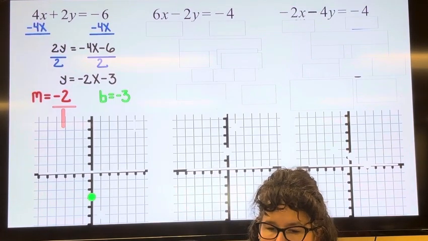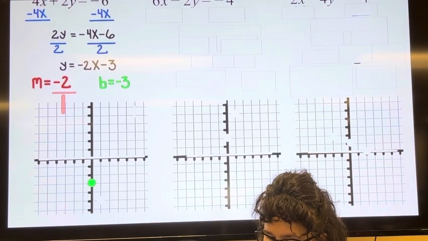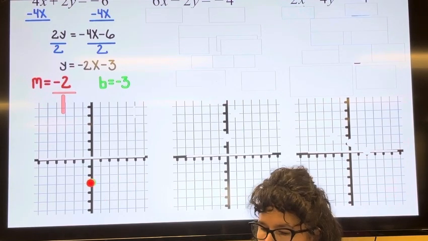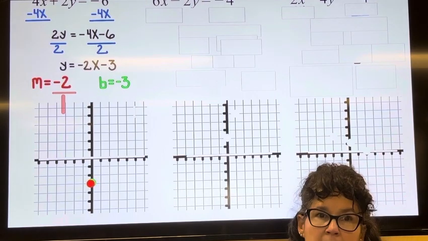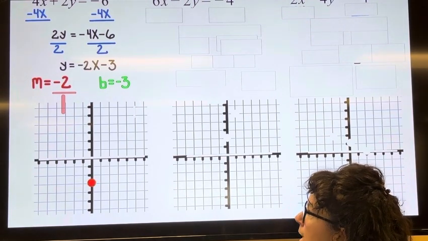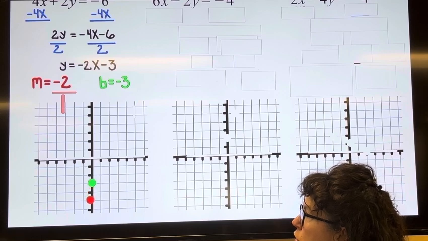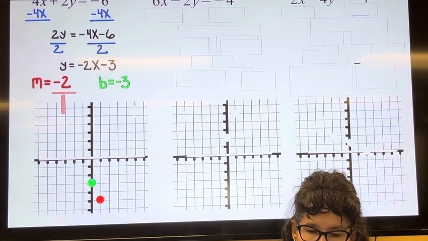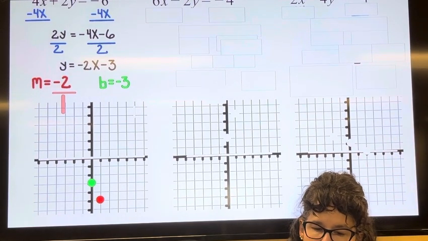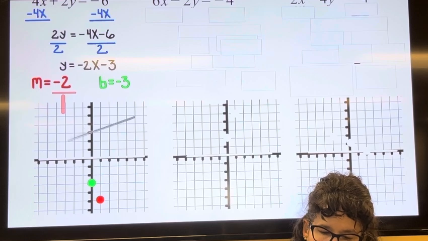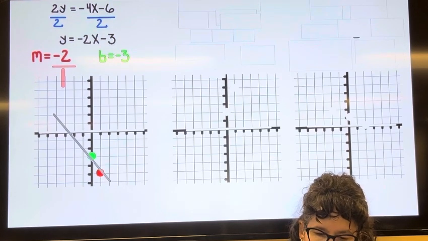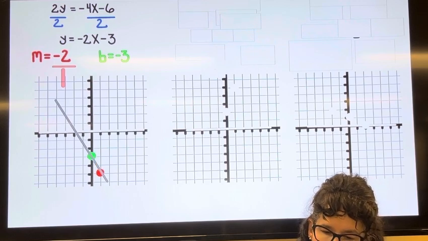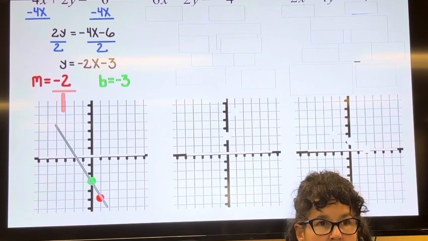So starting, see how I'm going right on top of the green dot at negative 3? So rise negative 2, down 1, 2, run positive 1, right 1, and now I have everything that I need to draw in my line. So I'm going to grab a line, and I'm just making a quick sketch, so this line is definitely not perfect, but it's right about there.